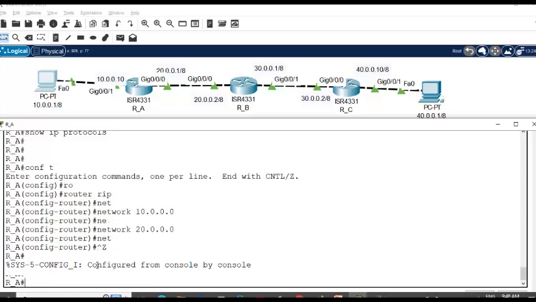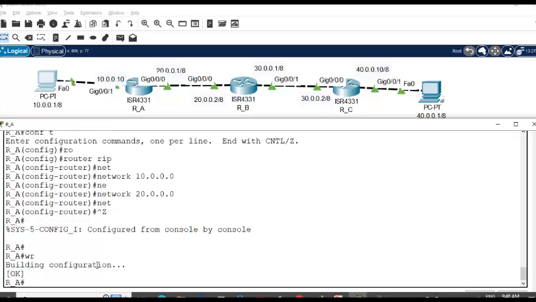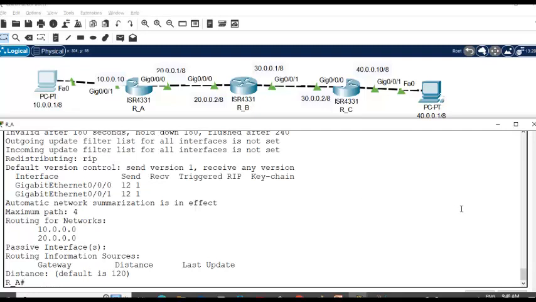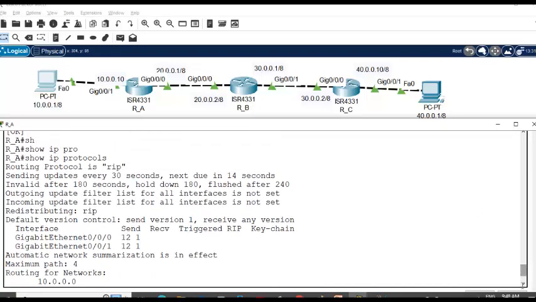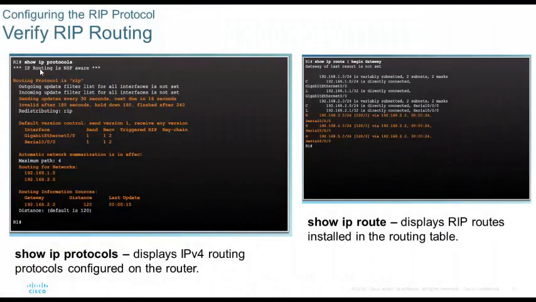Next, router C. Router RIP. Network. What are the networks? 30 and 40. You should not say 20 and 10. If you say it, nothing will happen, but it is a waste of configuration. That's what I'm saying. Waste of configuration.